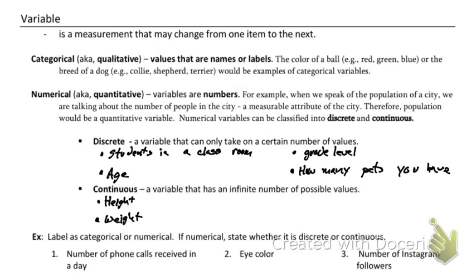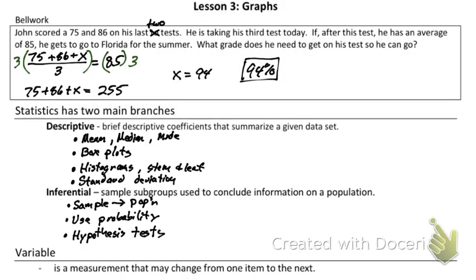Then we went over numerical versus categorical. Also know the terms quantitative and qualitative. Categorical is usually the easier one to see because it's just names of items. It's usually words. Numerical must be some kind of measurement. And we started off with descriptive and inferential, but we've already done that before.